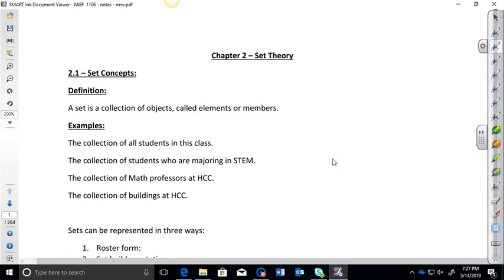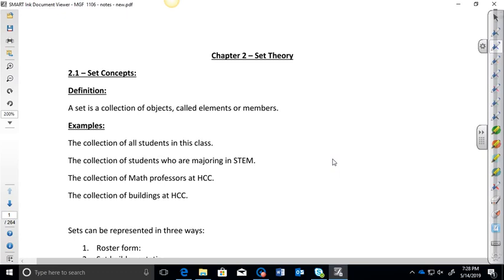Some examples. Students in this class. Students majoring in STEM. Collection of professors here. Collection of buildings. Anything you can say, it's a set. Any collection of objects is a set.